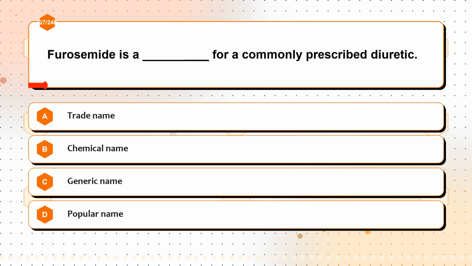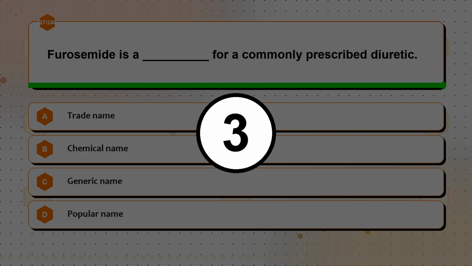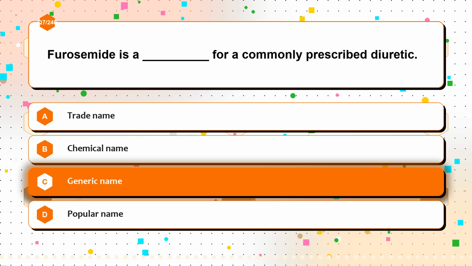Question 7. Furosemide is a blank for a commonly prescribed diuretic. Here are the options. Option A, trade name. Option B, chemical name. Option C, generic name. Option D, popular name. The correct answer is option C, generic name.